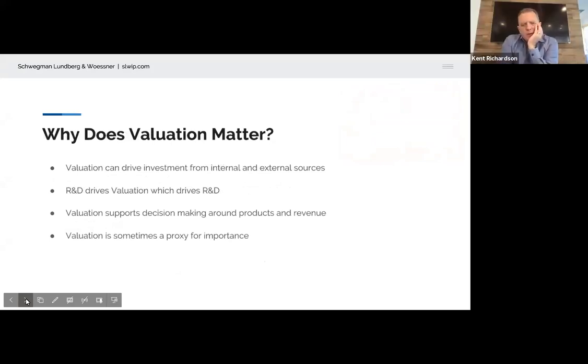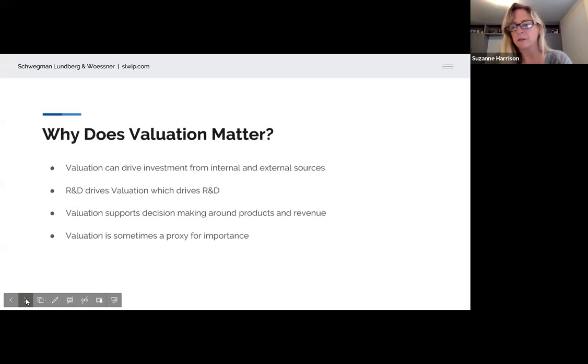So go ahead. Yeah, go ahead, Suzanne. I was going to say, so, honestly, why does valuation matter? I mean, we use it a lot, right? And internally within corporations, it can drive investment, from both what you want your internal resources to be, if you want to look for external sources of revenue or investment. It's about driving R&D investment and decisions. It's about choosing what products and revenue you're going to have.